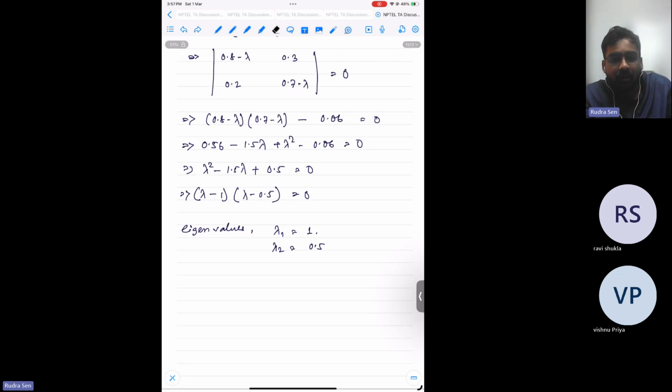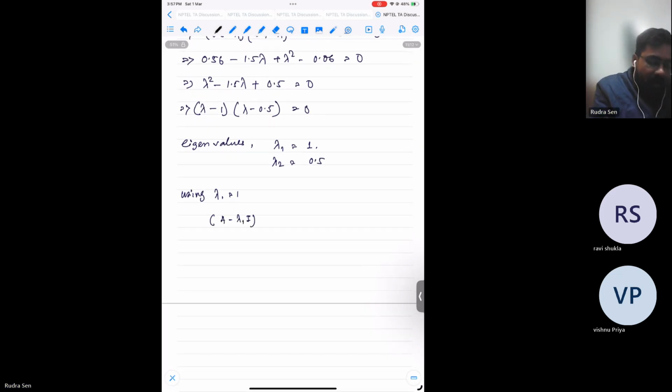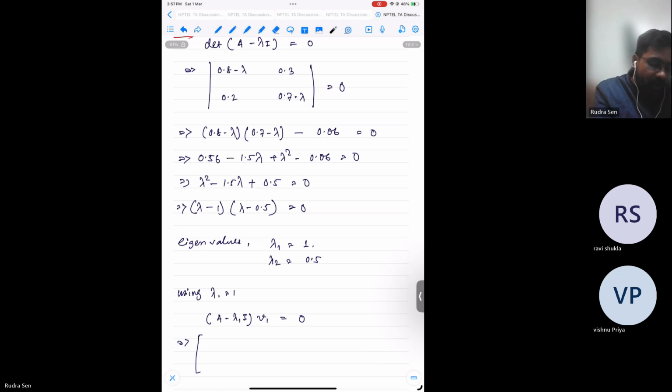Now we need to find the eigenvector. That means we need to find the null space solution of A minus lambda I. First we use lambda 1 equals 1. So what I need to find is A minus lambda 1 I times V1 equals 0. Now I put lambda 1 over here: 0.8 minus 1 is minus 0.2, 0.3, 0.2, minus 0.3, times V11 and V21, equals 0, 0.